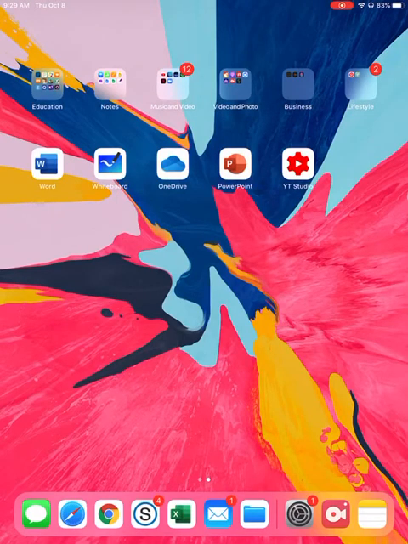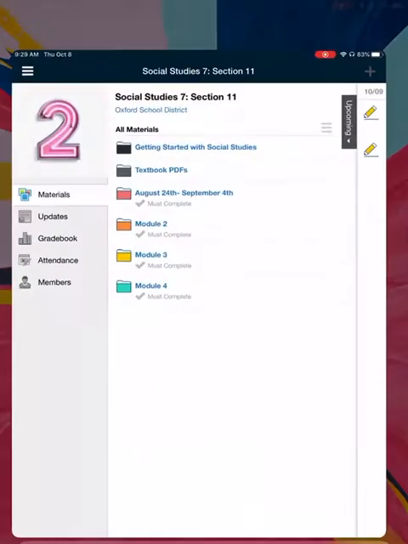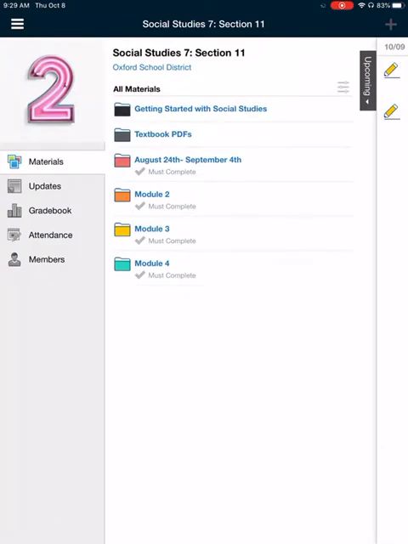All right. So what you guys are going to be doing today, okay? We are moving to module 4. So what I want you to do is go to Schoology and open the module 4 folder.